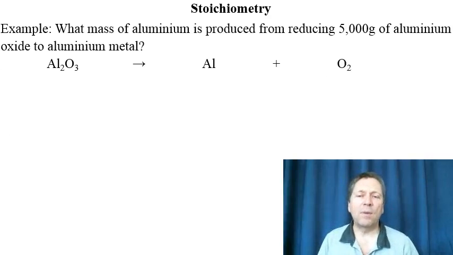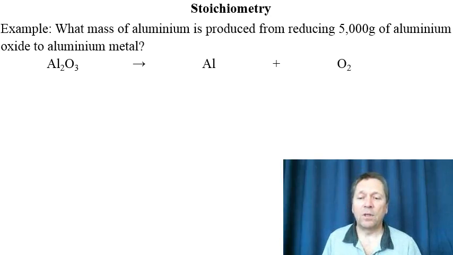Here's an example. What mass of aluminium is produced from reducing 500 grams of aluminium oxide to aluminium metal? Okay, so if you're going to make aluminium metal, that would be an important thing to know. The aluminium oxide here has a formula Al2O3. We haven't balanced the equation yet.